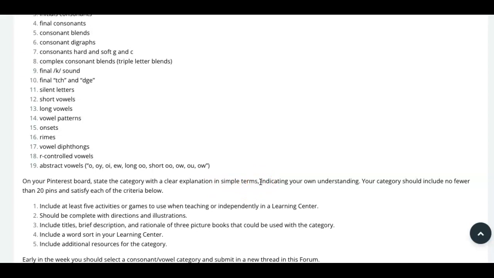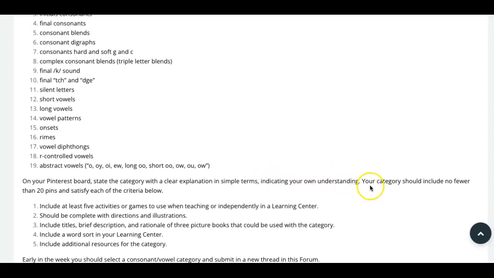If you do onset, you're going to write that onset has to do with words that have syllables. The onset is the consonant that comes before the vowel. So you're going to tell me what that category is so that I know you understand it.